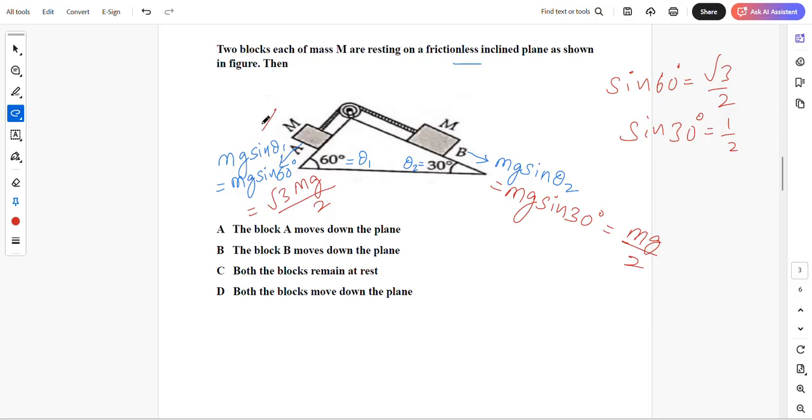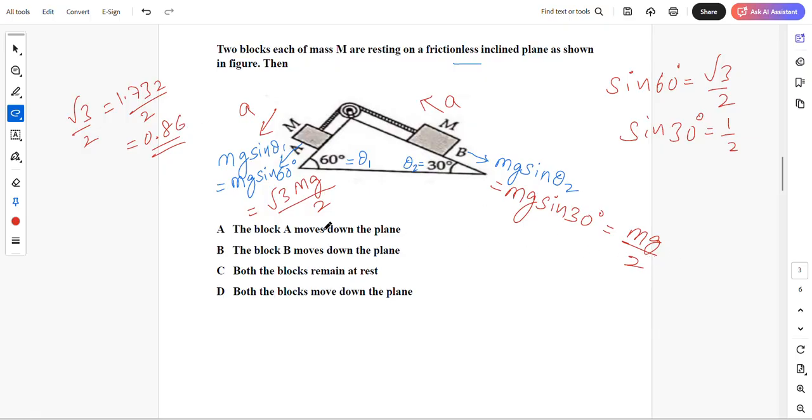Therefore acceleration will be same. The system will be accelerating on the left side. Now which is greater? The block A moves down the plane. Yes, the block A moves down the plane, because root 3 by 2 is, that is 1.732 by 2, means approximately 0.86. This is greater.